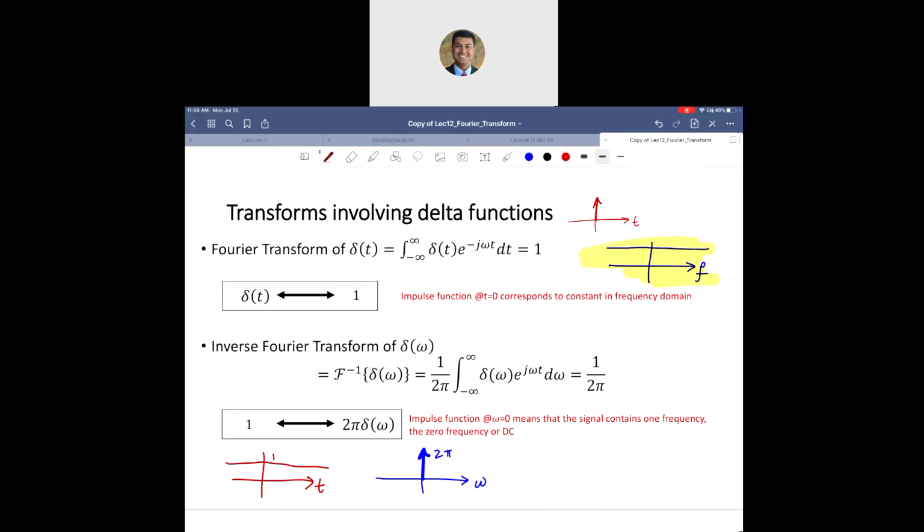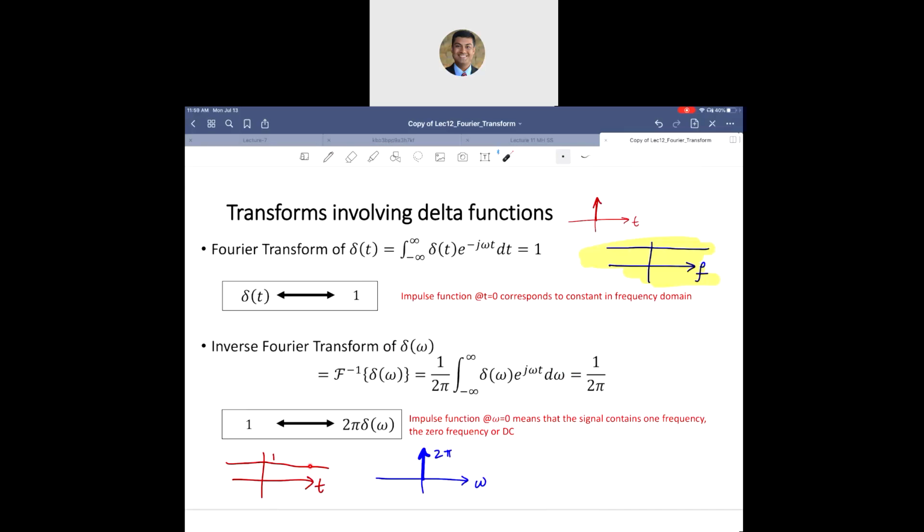So what is the next pair of words that we need to associate? Like rectangle, sinc. The next pair is impulse and a constant. The Fourier transform of an impulse is a constant. The Fourier transform of a constant is an impulse.